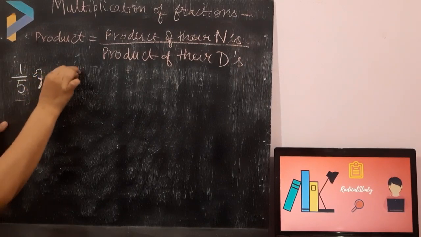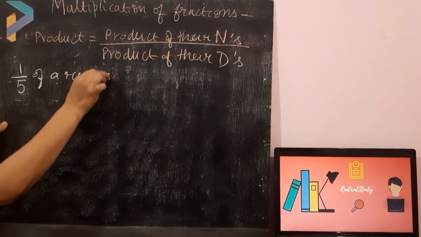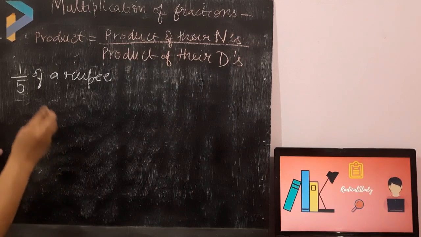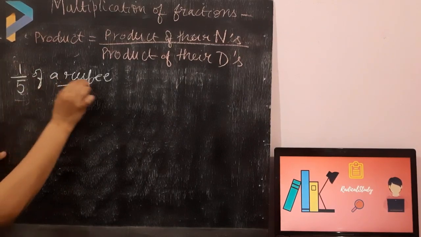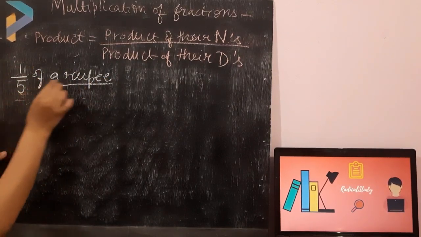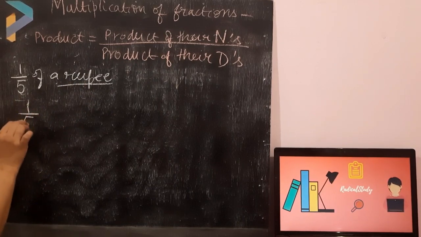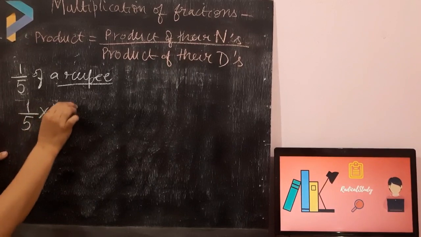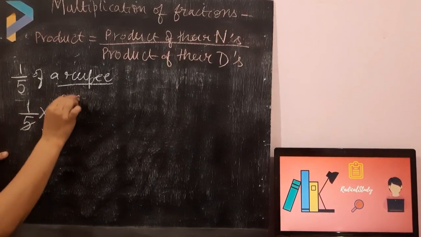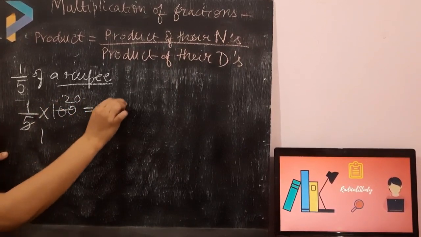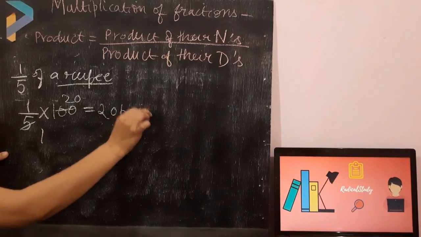So students, before telling you the classwork, I am going to take some more examples, like 1 by 5 of a rupee. So 1 by 5 of a rupee means you have to convert it into paise, you have to find out 1 upon 5. So 1 rupee is equal to how many paise? It's 100 paise. So 1 by 5 multiplied by 100. So it will be 20 paise. So the answer will be 20 paise.